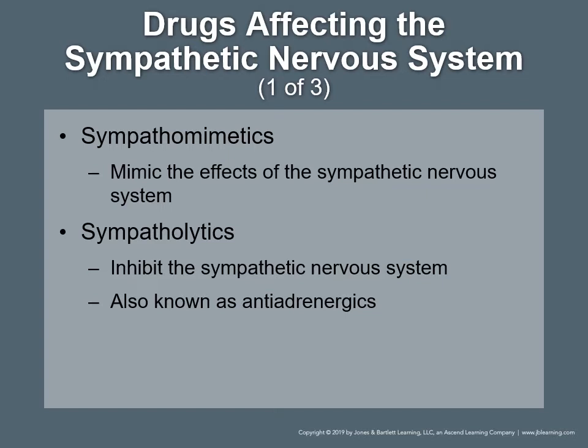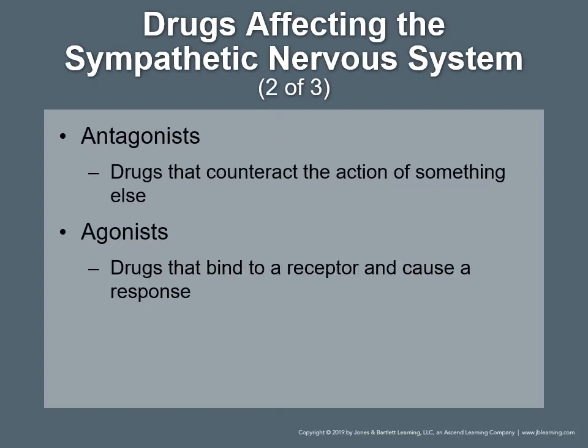Drugs affecting the sympathetic nervous system: sympathomimetics. These are drugs that produce the same effects on the body system as the hormones of the sympathetic nervous system. Sympatholytics are medications that inhibit the sympathetic nervous system. They are also known as antiadrenergics. Antiadrenergics antagonize or fight against the effects of the sympathetic nervous system. Antagonists are drugs that counteract the action of something else. An agonist is a drug that binds to a receptor and causes a response.